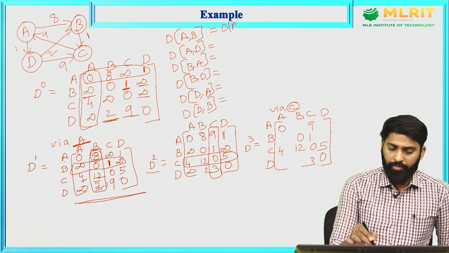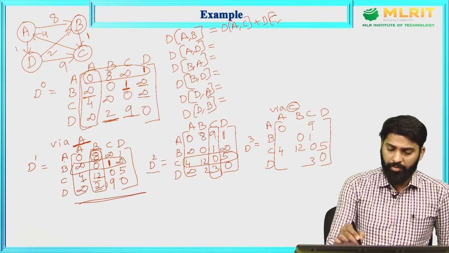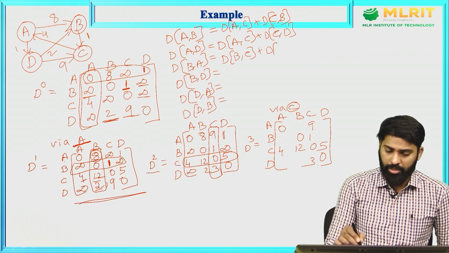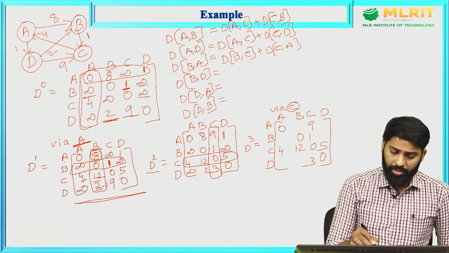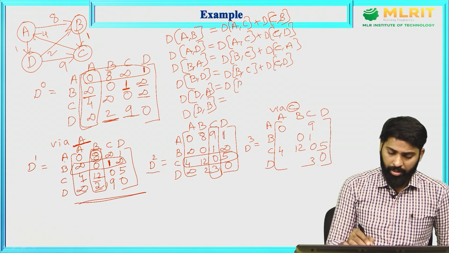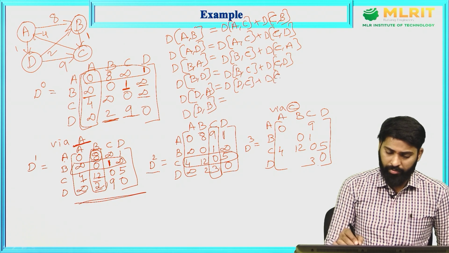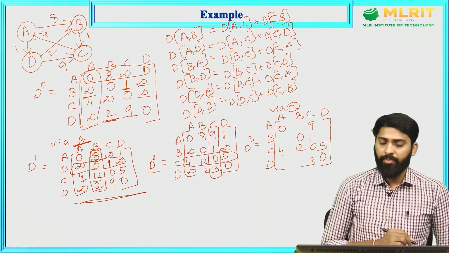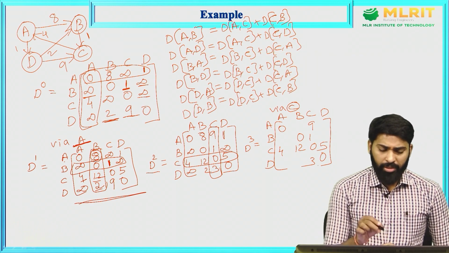So distance of A to C plus distance of C to B. Distance of A to C plus distance of C to D. Distance of B to C plus distance of C to A. Distance of B to C plus distance of C to D. Distance of D to C plus distance of C to A. Distance of D to C plus distance of C to B now. Okay. So now what is the distance of A to B?